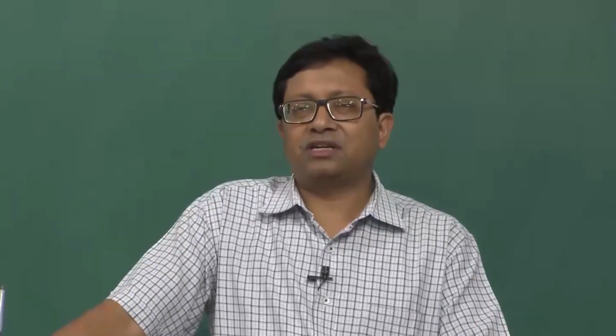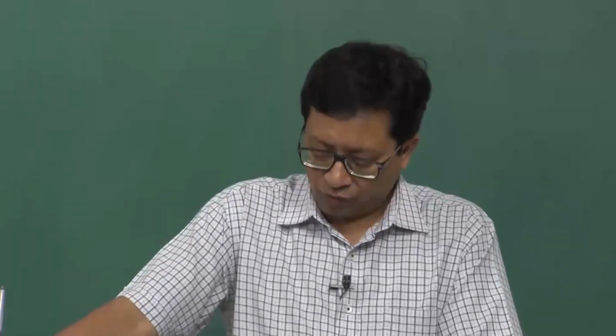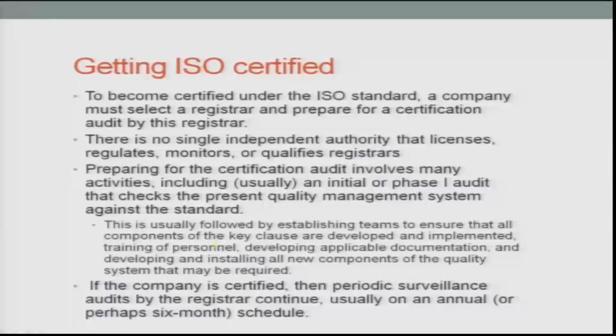So, obviously it has to be studied, and some corrective action needs to be taken. Which means that these periodic surveillance audits should be done by the registrar, and should continue usually on an annual or perhaps on a 6-month basis, depending on the frequency or the level of work which has been planned.